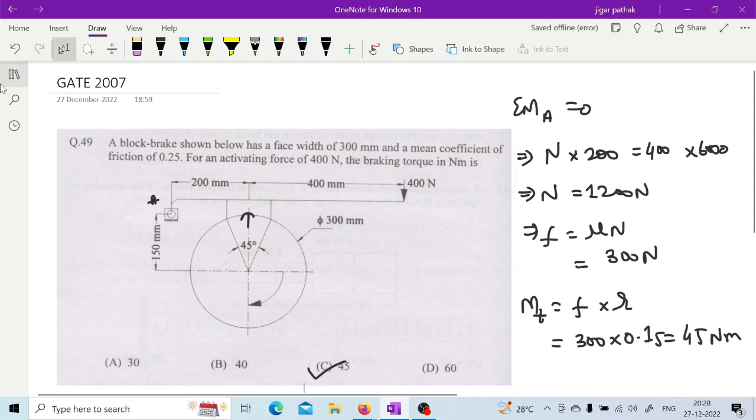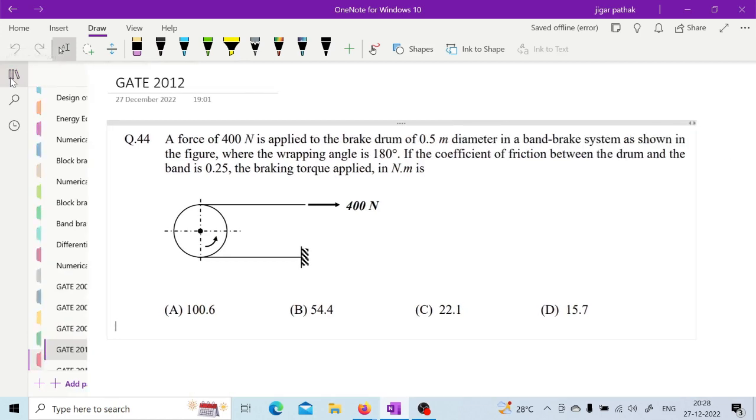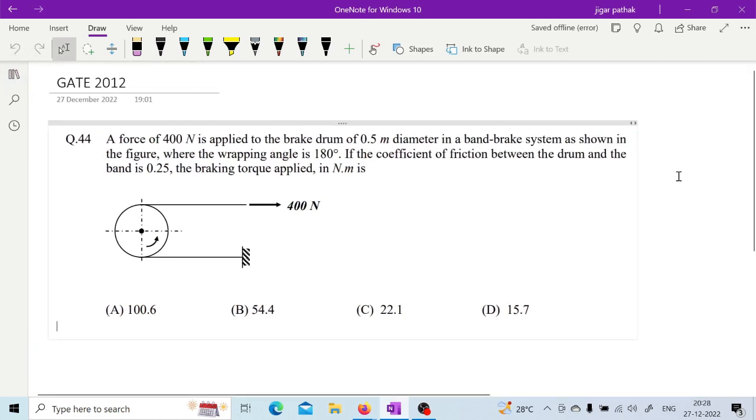Yes, sir. So now if you go to the next one, a force of 400 Newton is applied to the brake drum of 0.5 meter diameter in a band brake system as shown in the figure. The wrapping angle is 180 degree, the coefficient of friction between the drum and the band is 0.25. Find the braking torque applied in Newton meter. So can you calculate this?